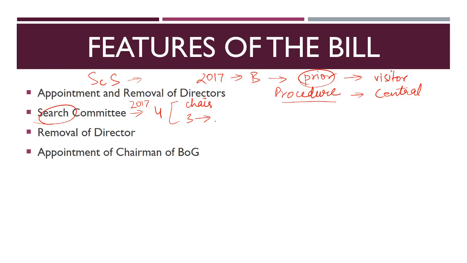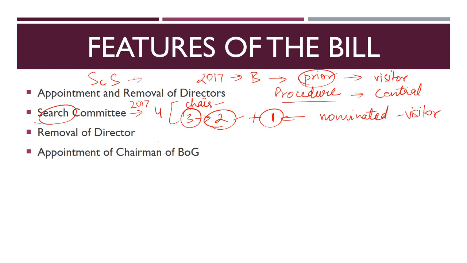Now the bill which has been introduced says that this number 3 will be reduced to 2. So there will be 3 members including 1 chair and 2 members. But the bill also introduces one another member who will be nominated by the visitor, that is the president. That means the central government will be nominating 1 member on the search committee. So till now there were 4 members, 1 chair plus 3 other members. Now there will again be 4 members: 1 chair, 2 eminent persons, and 1 person nominated by the visitor.